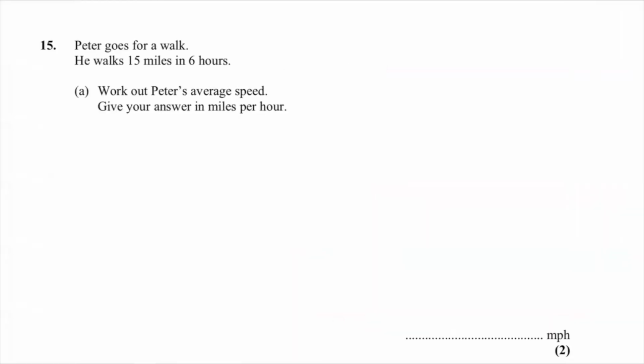So we've got some information about Peter's walk and we have to work out the average speed. So we need to clock these key words. We've got a period of time, we've got distance, we've got speed. So our speed, distance, time triangle should automatically get triggered. Distance is on the top and the distance was 15 miles. Time is on the bottom. Pop that into your calculator and you've got 2.5 miles per hour as your answer.